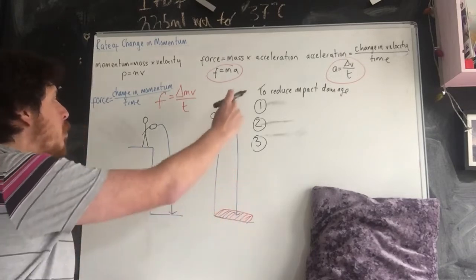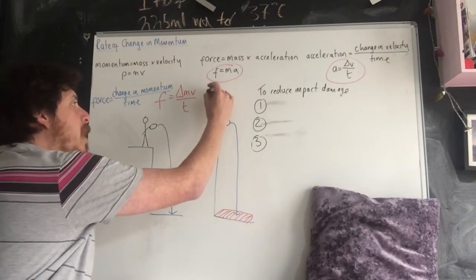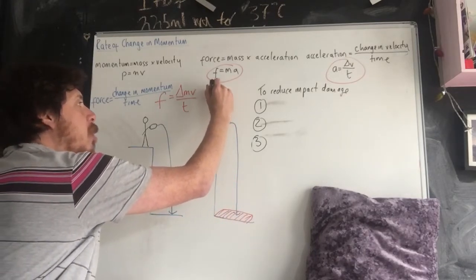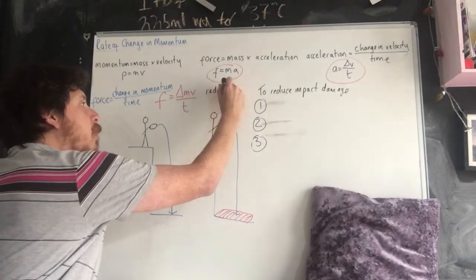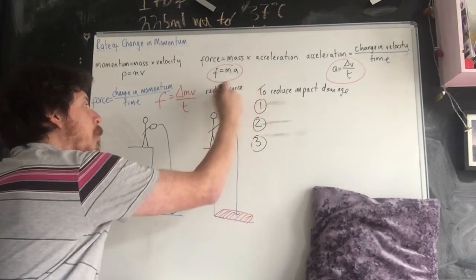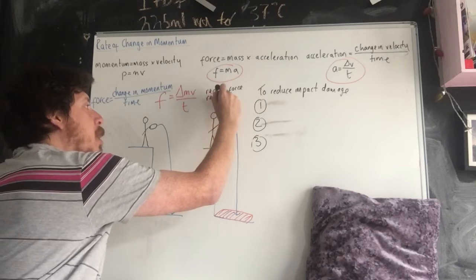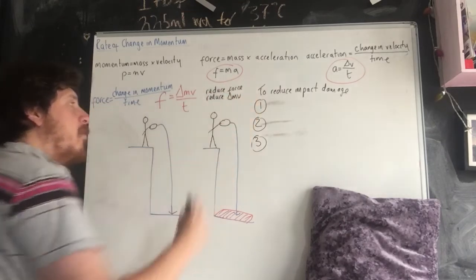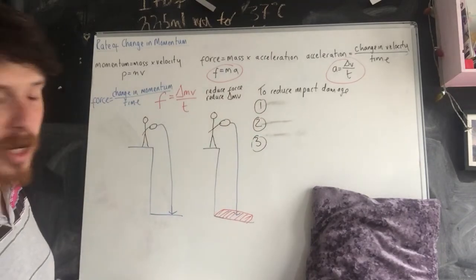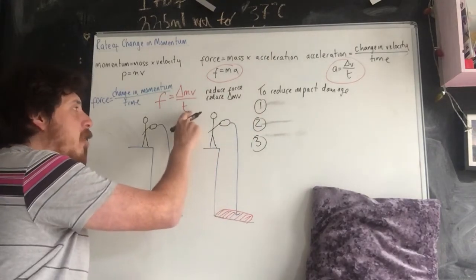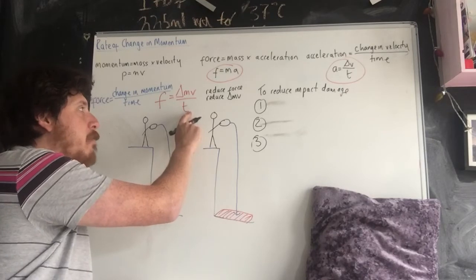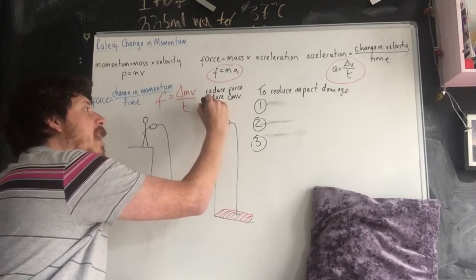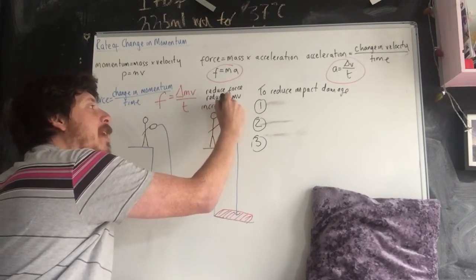Okay, so if we reduce the force and we reduce the change in momentum, then we're going to decrease the damage. And because this is on the bottom, it's inversely proportional. So we need to increase that impact time.